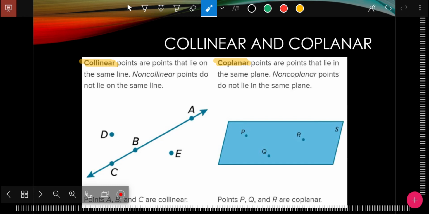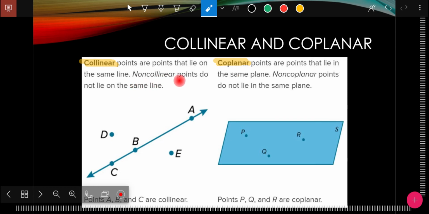Two of the last four things you have to write down in your notes today from a definition standpoint are collinear and coplanar. As you write this into your notes, collinear means on the same line. Co means they share it. Linear means line. So collinear, on the same line. Coplanar then means on the same plane.